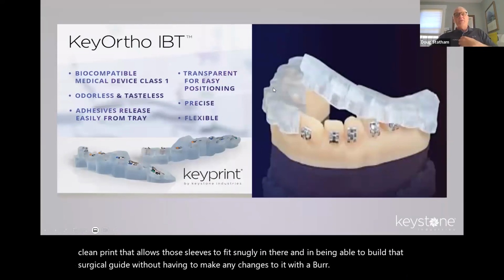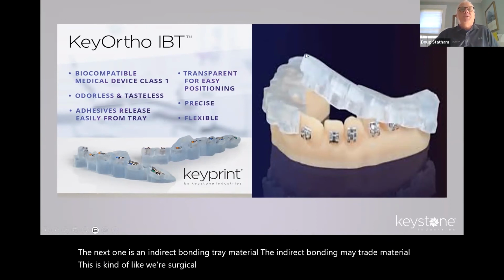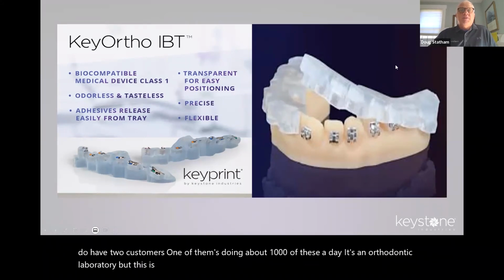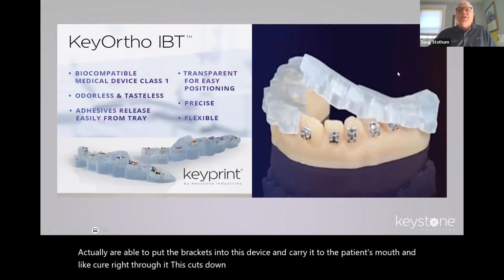The next one is the indirect bonding tray material. This is kind of like where surgical guides were 10 years ago. This isn't a widely used material. I do have two customers. One of them is doing about 1,000 of these a day. It's an orthodontic laboratory, but this is an application where orthodontists are actually able to put the brackets into this device, carry it to the patient's mouth, and light cure right through it. This cuts down the chair time for orthodontic bracket placement by two thirds.